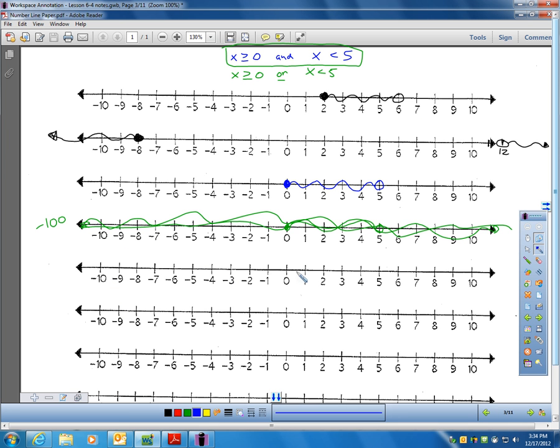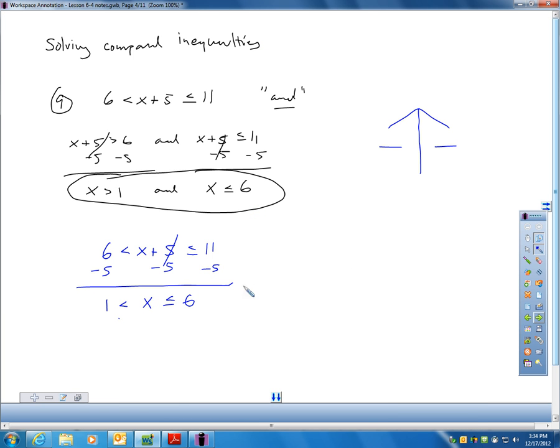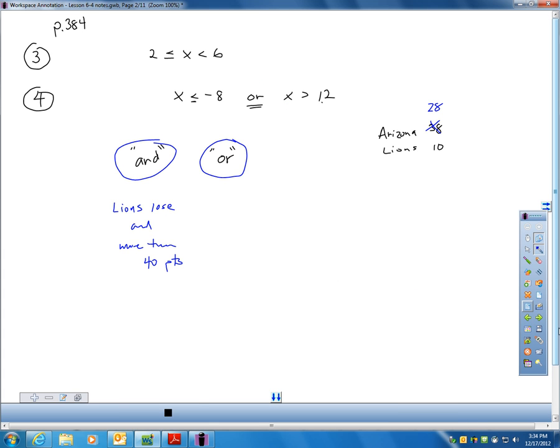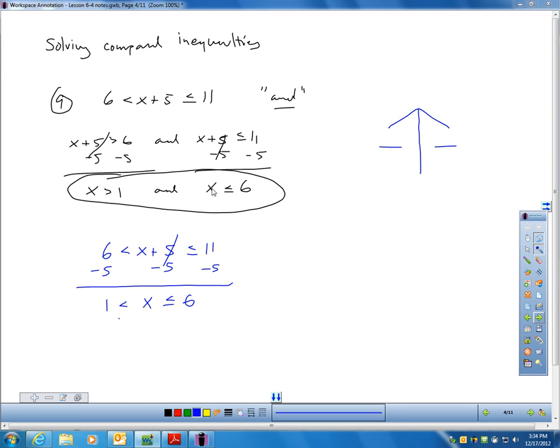So I had a key point at 1. Key point, open circle at 1, closed circle at 6. And I wanted everything in between. Okay, I just solved that compound inequality.